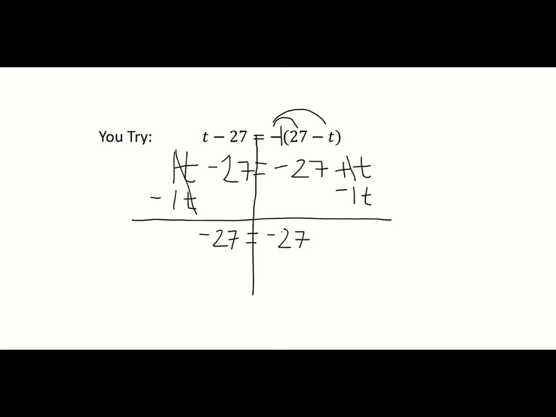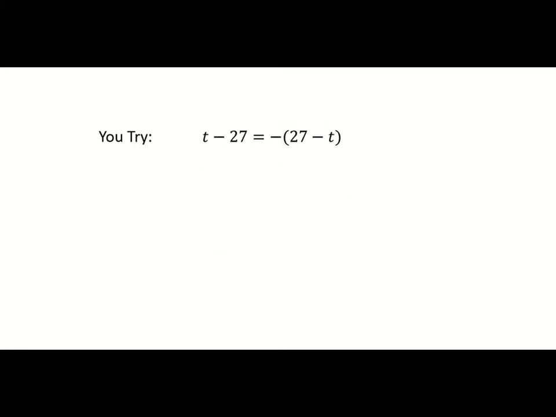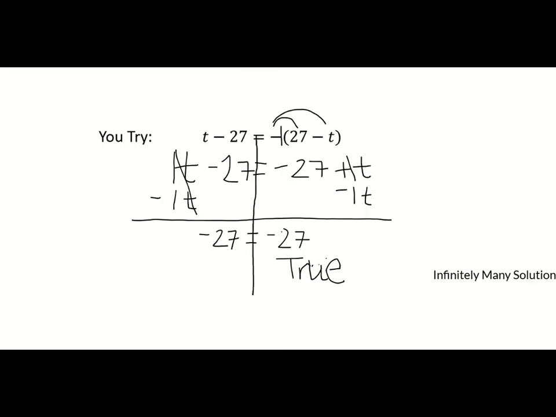So once the variables cancel out completely, you want to ask yourself, are you left with something that's true or false? Well, negative 27 is equal to itself, so this is true. And remember, when it's a true statement after variables have canceled out, we say that the answer is infinitely many solutions.